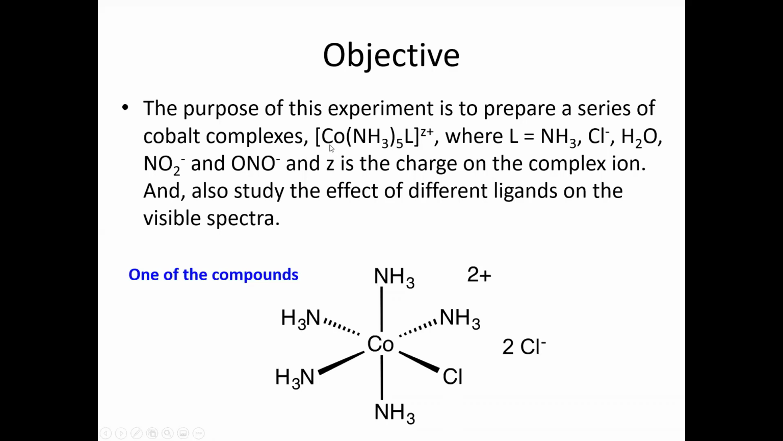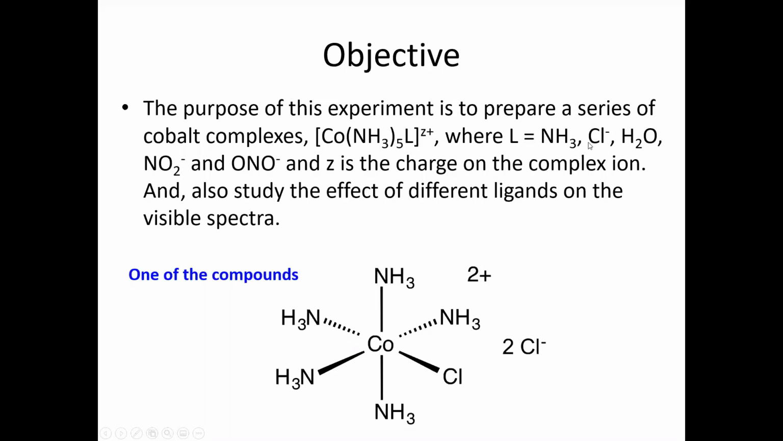So here we'll study the cobalt, ammonia 5, and L. So this L can be ammonia, chloride, water, NO2, and NO. And the Z here is the charge on the complex ion. So for example, if the L equals ammonia, because there's no charge on ammonia, the Z here will equal the same charge as cobalt, which is 3.